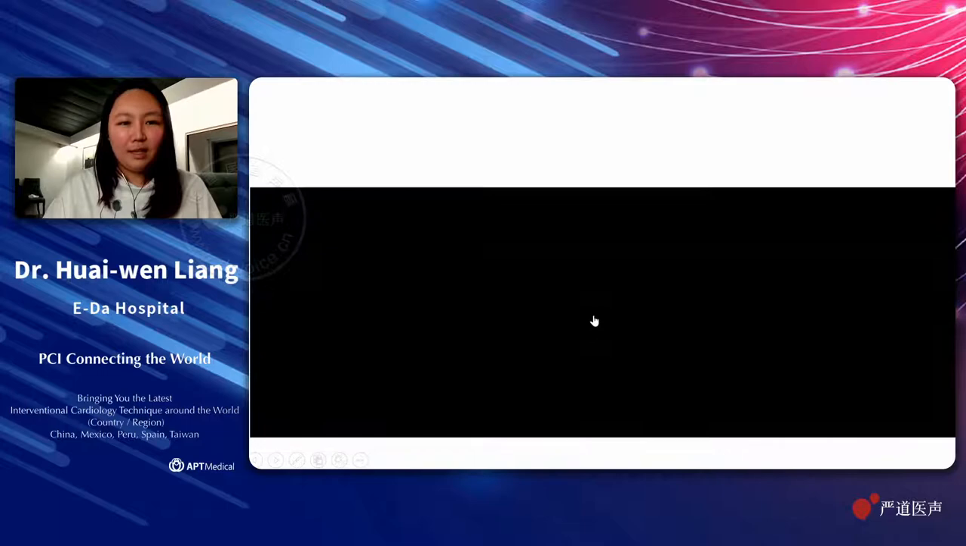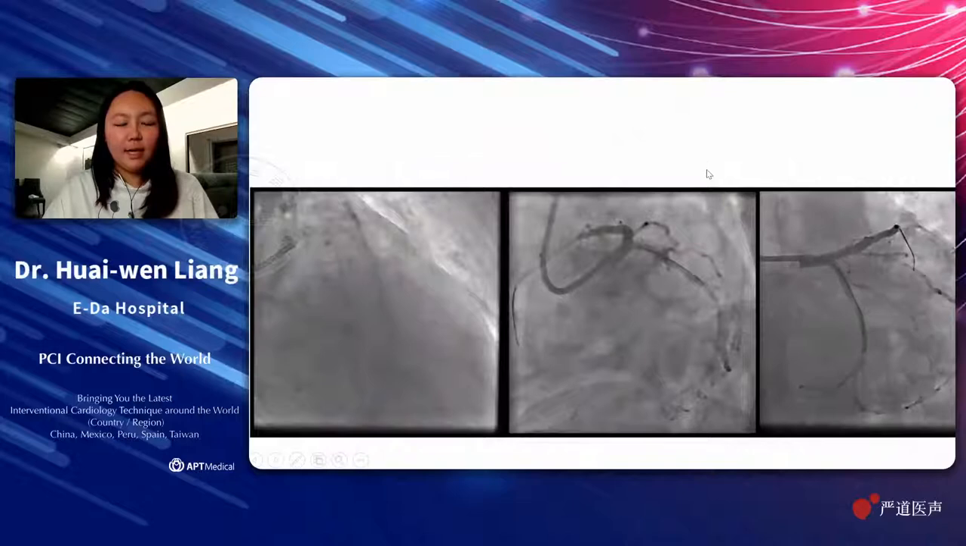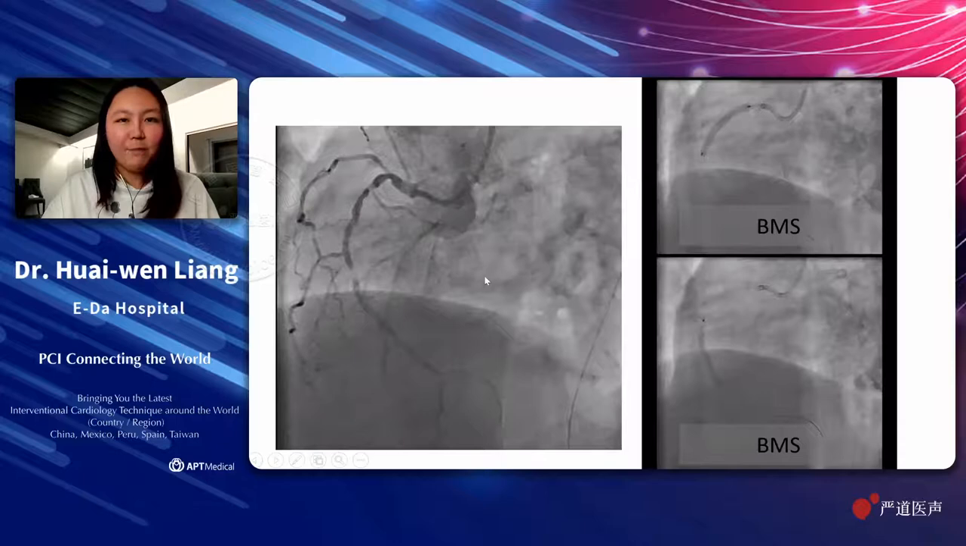And this is our final angiogram. So in this case, just like our initial plan, we also fix the RCA to complete revascularization.